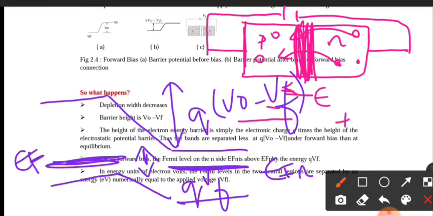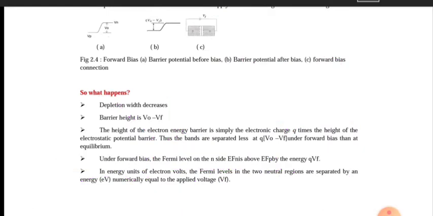So when an external voltage VF is applied, under forward biasing condition, the Fermi levels at the P side and N side will be misaligned. There will be a difference in the alignment by an amount of Q times VF. So the band tilting will be, previously the barrier height was Q times VO, now it is Q times (VO minus VF). Barrier height will reduce.